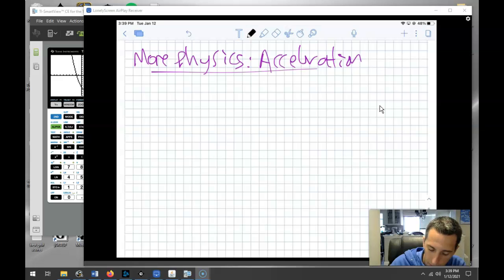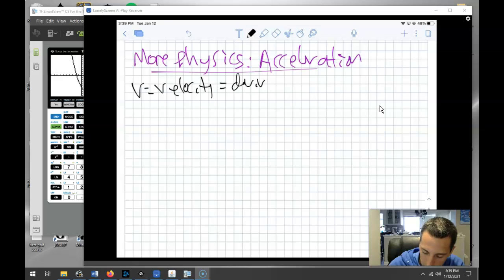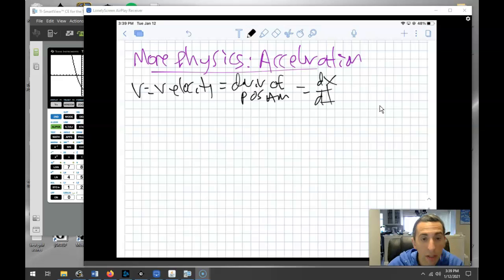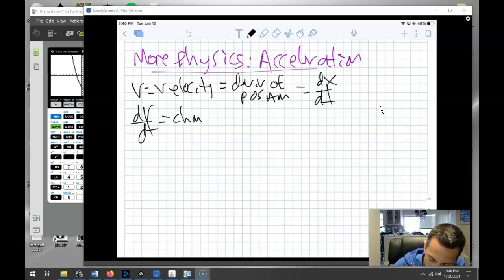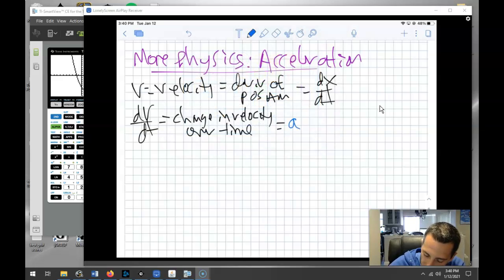So in the last video, we talked about how v, our velocity, is the derivative of position, which of course is our dx dt. Now, what all the astute students are asking is, what if you took the derivative of velocity? So what if you went one step further and found the derivative of velocity with respect to time? That is my change in velocity over time. The name that we have for this is acceleration, and we write it as a of t.